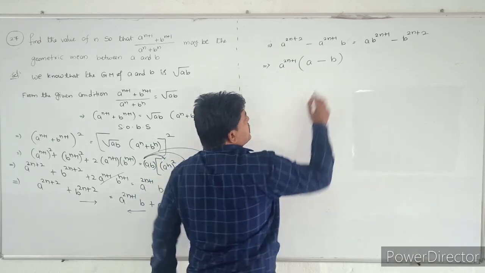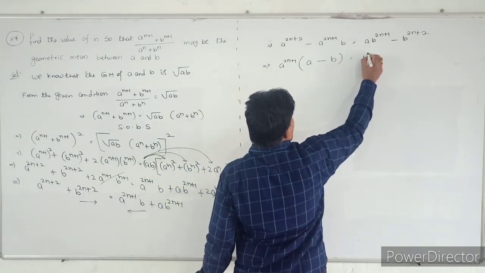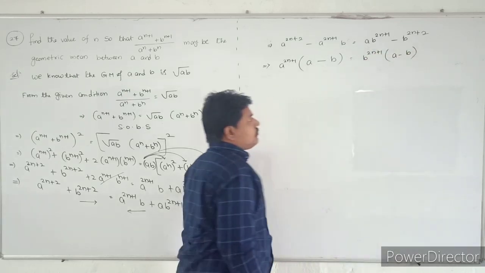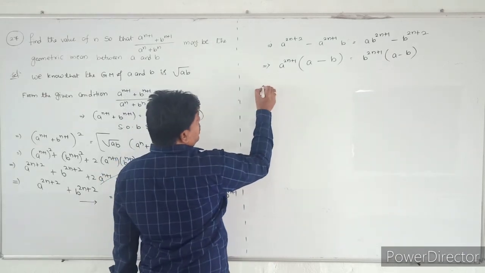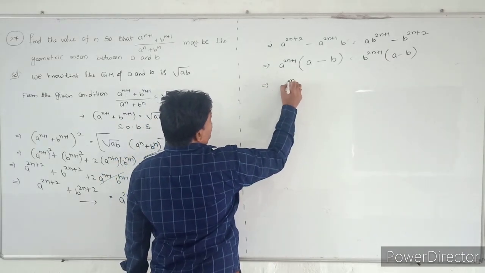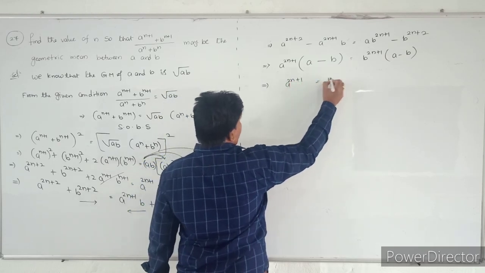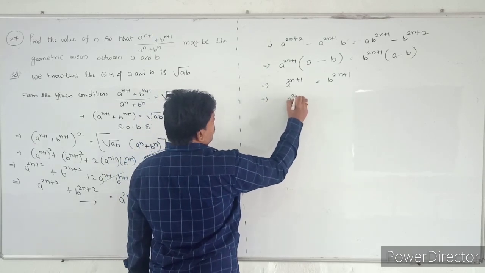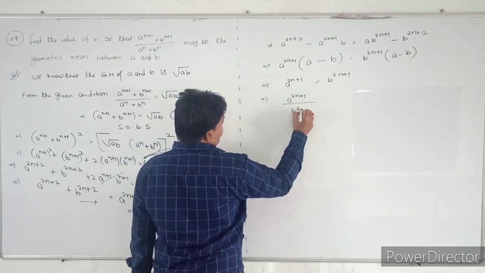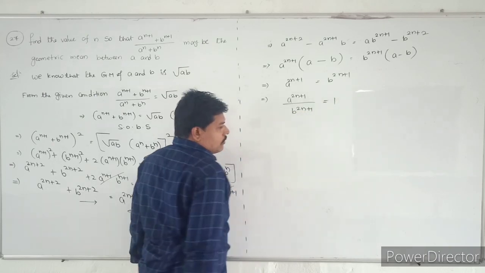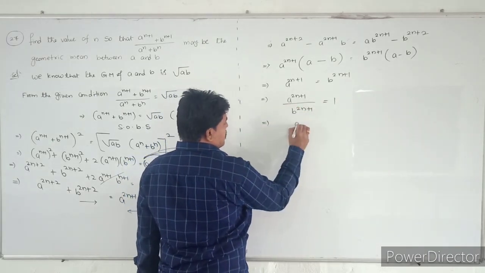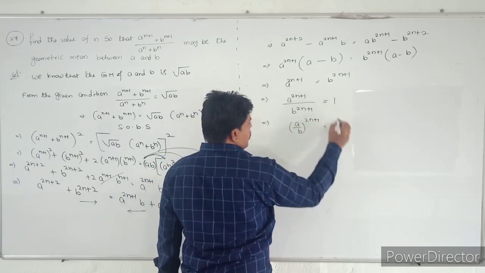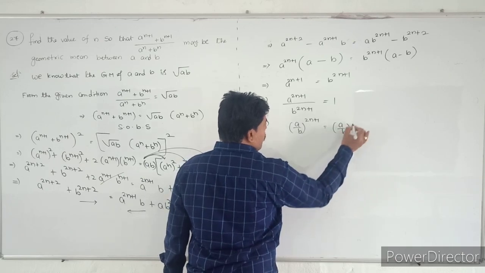So in the RHS also, it is the same. I will take b power 2n plus 1 common. So what remains is a minus b. On both sides you can take a minus b out, so you get a power 2n plus 1 is equal to b power 2n plus 1. So you can write a power 2n plus 1 by b power 2n plus 1 is equal to 1. So this value you can write as a by b whole power 2n plus 1 is equal to 1. You can write it as a by b whole power 0.